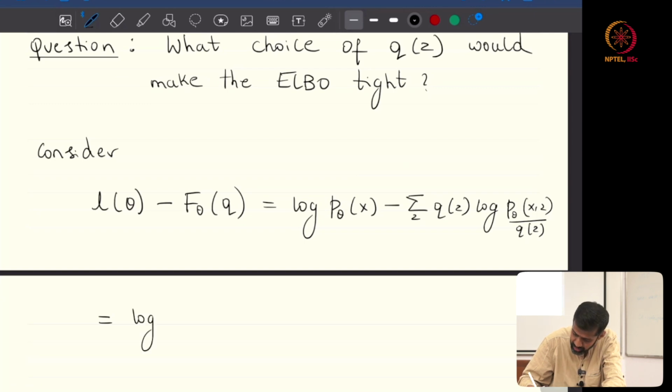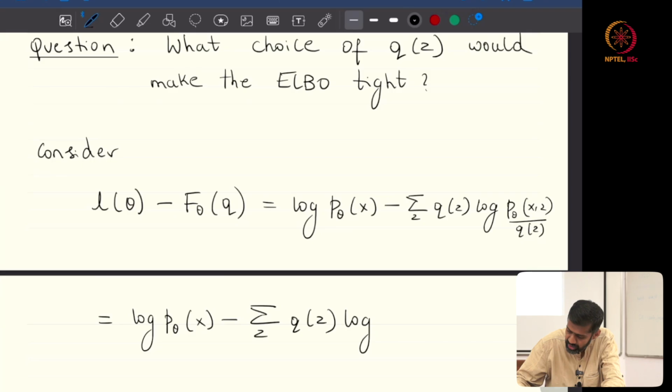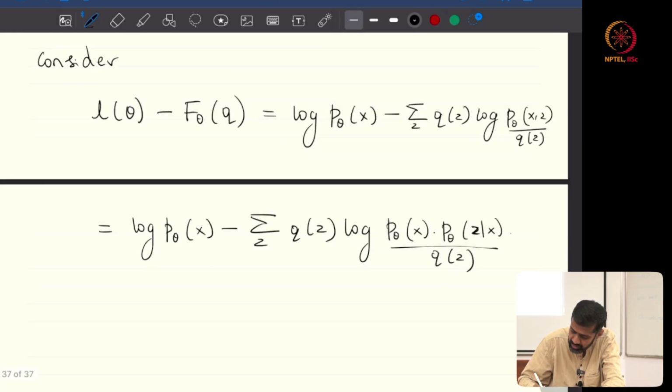I will skip the algebra, log P theta of x minus, maybe I will write it. So this is at least one step, QZ log, I will write the joint distribution as the product of marginal and conditional, okay, divided by QZ, alright. So I can take the marginal over x outside, correct, because it is independent of z.